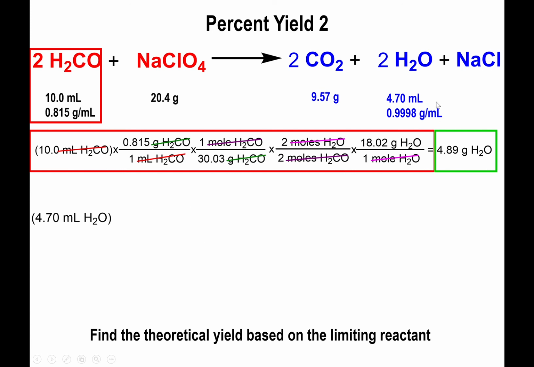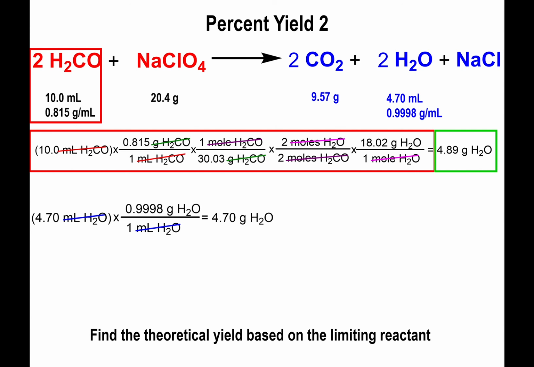Now the actual amount of water was 4.7 mLs, but the 4.7 mLs can be switched over to grams to compare it directly to the theoretical yield we just got. So we have 4.7 mLs. We're going to divide that by mLs, multiply by grams. In front of grams, we have 0.9998 as the actual number. So that 0.9998 needs to stick with grams. This will convert the 4.7 mLs of water into ultimately 4.7 grams of water if you round it up at the very end.